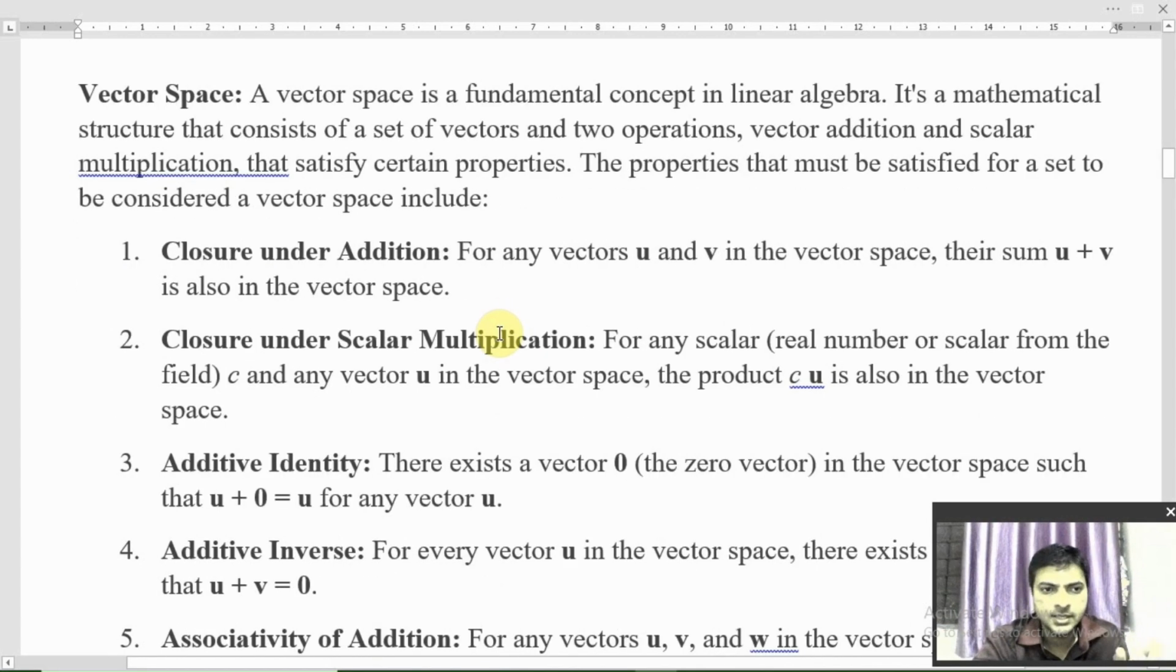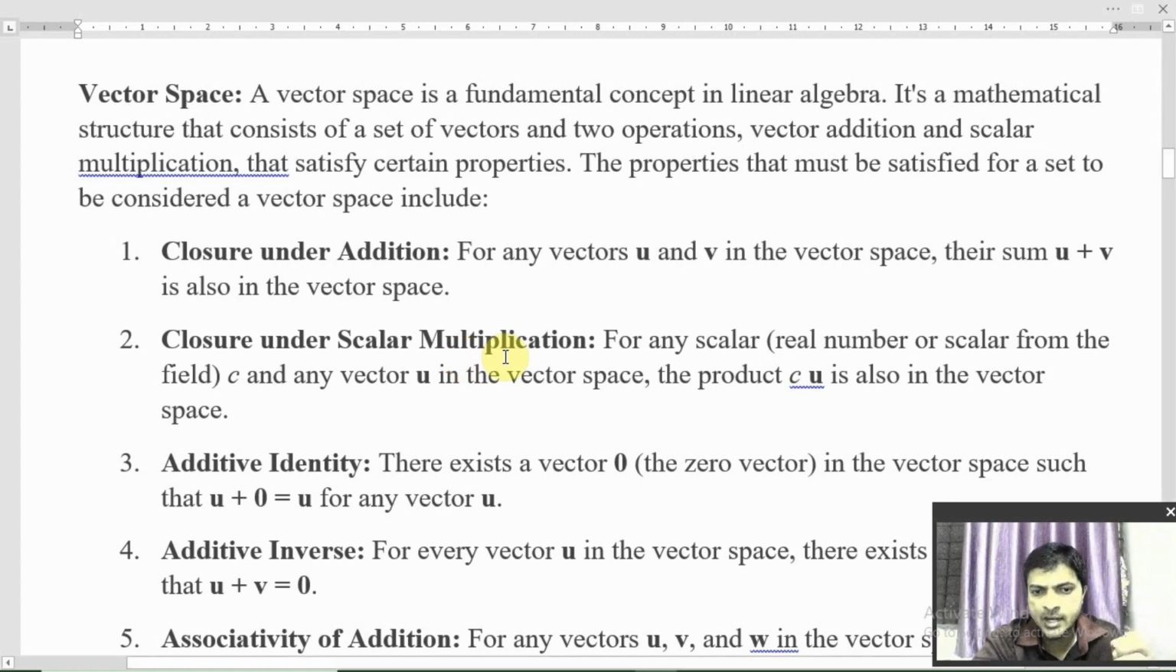So once again, let us see what a vector space is. Vector space is a fundamental concept in linear algebra, as I discussed in the beginning of my video lecture, that linear algebra has very vast applications, and vector space is a very important part of linear algebra. It is a mathematical structure that contains a set of vectors and two operations, vector addition and scalar multiplication, which satisfy certain properties. When these properties are satisfied, we say it is a vector space.